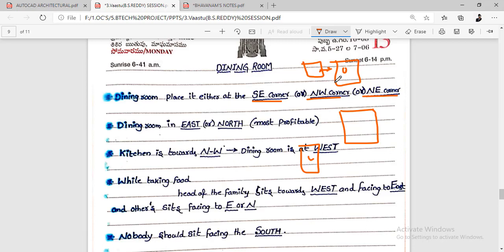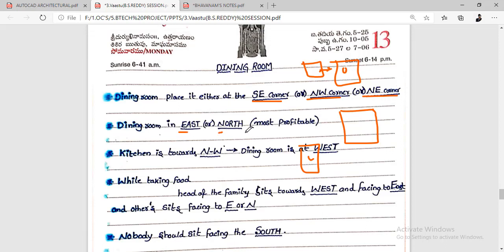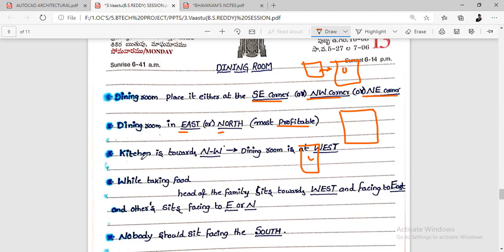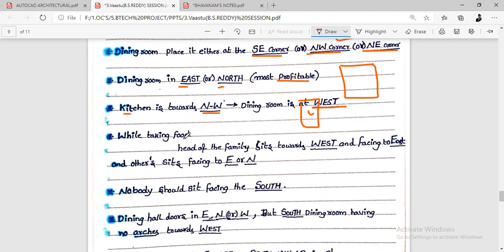Most of the time, the dining room must be in a cool place. So the dining room in the north and west is most profitable. Profitable in the sense you can imagine it. Kitchen is towards northwest and dining is in the west direction. While taking food, the head of the family should sit facing east, and these things you need to consider. And others sit in the east and north. Nobody sits facing towards south. Whenever you are eating something, you can't sit towards the south direction.